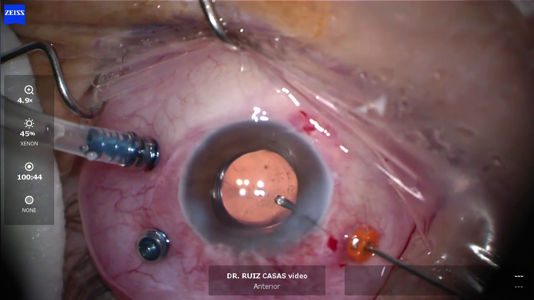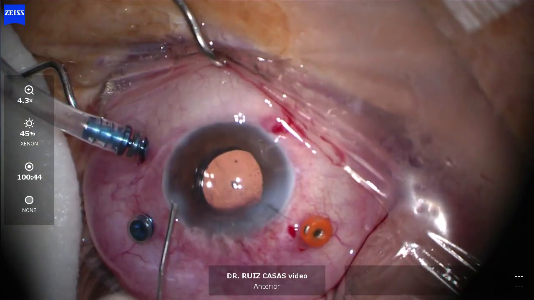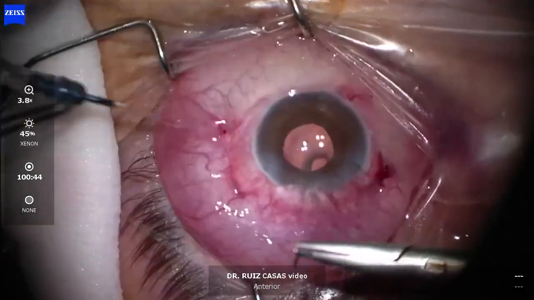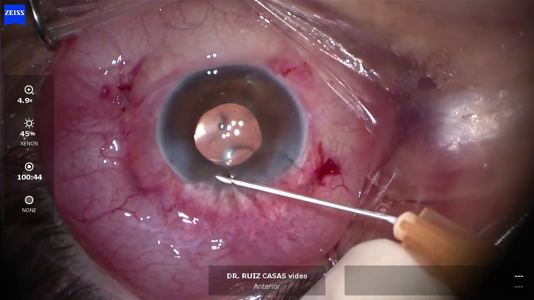So finally the case went well and the patient could recover the visual acuity, but it could have been prevented by removing this necrotic tissue of the bleb.